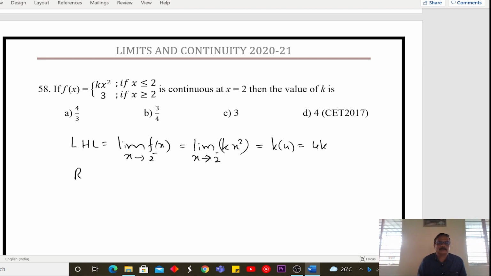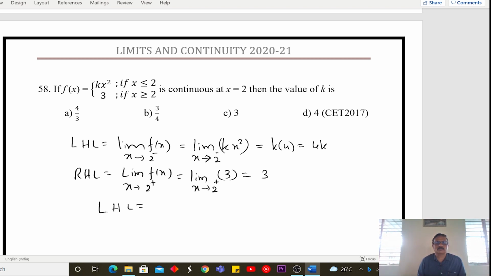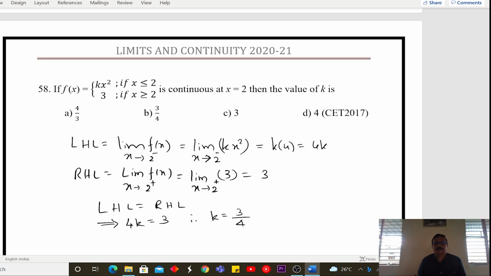Then to find RHL, RHL is equal to the limit of f of x as x tends to 2 plus. So limit x tends to 2 plus, select the function f of x such that x is more than 2, value 3, that equals 3. Since the function is continuous at x equal to 2, by the definition of continuity, LHL is equal to RHL. So LHL is 4k, RHL is 3. Therefore, k is equal to 3 divided by 4, that is 3/4. So option B is the right option.